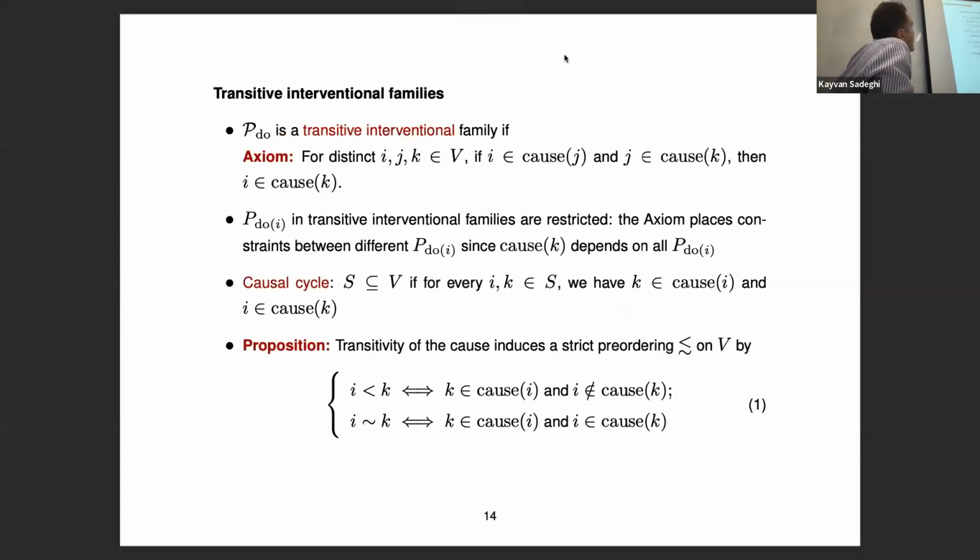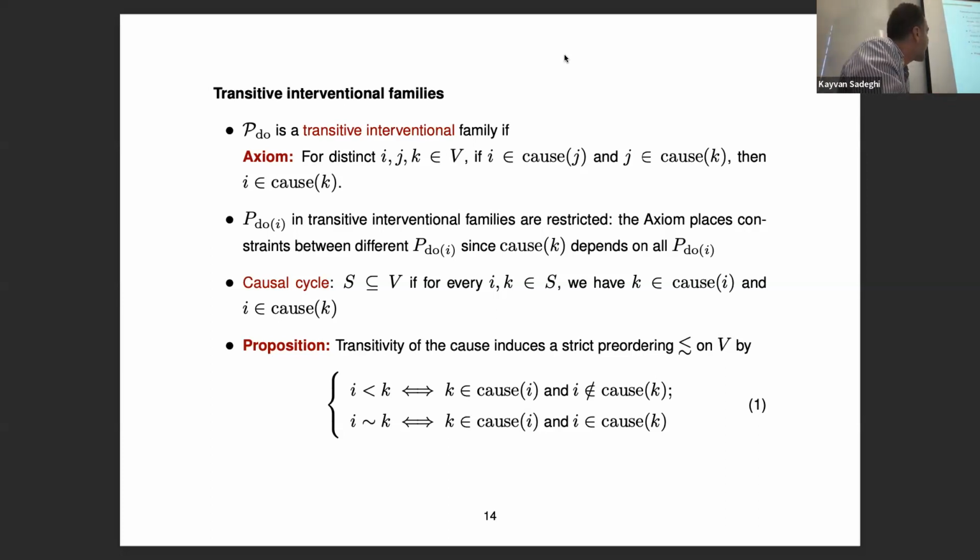Okay. Then our first axiom, which turned out to be very important and quite natural when you use these graphical methods, is transitivity of cause. So we call the family a transitive interventional family if the set of causes is transitive. So if I is a cause of J and J is a cause of K, then I is a cause of K. For SCMs, this doesn't necessarily hold. But for graphs, it's kind of natural, right? Cause here is kind of like a directed path if you think of SCM, and that's what will happen in our case as well. So if you have a directed path from I to J and J to K, you have a directed path from I to K. So we would like the causal relationship to actually stay there. So that is our axiom.